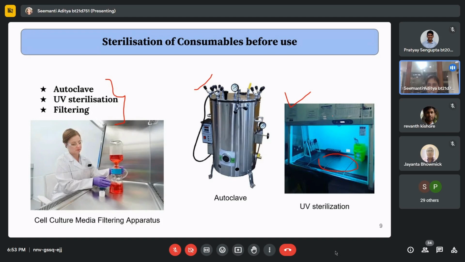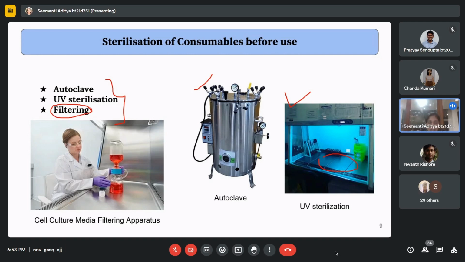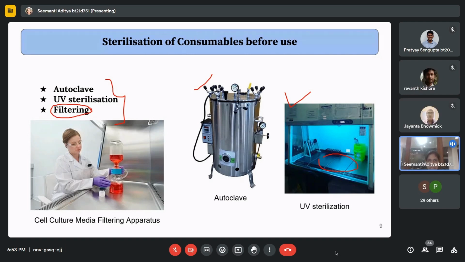So this sterilization is surface sterilization, and another sterilization technique that we use is filtering. Any kind of chemicals that we use inside the cell culture, whether it is media, water, PBS buffer, any kind of treatment you want to give, FBS, anything that goes inside cell culture needs to be filtered. Many chemicals cannot be autoclaved.